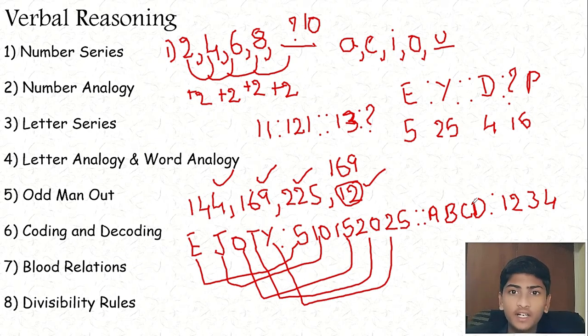Next, blood relations. They'll give some names and we should find what the relation is from that man to this boy, or anything they may give, that we should solve. Next, divisibility rules contain just how the numbers have divisibility rules.